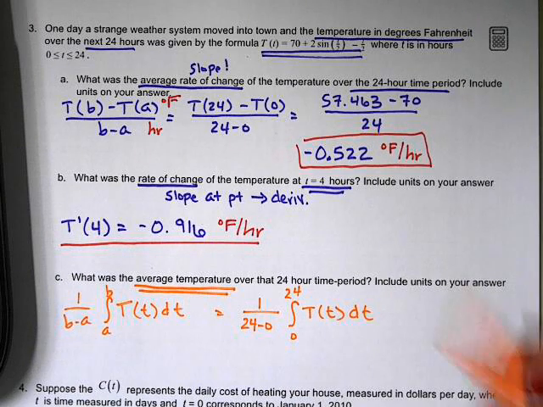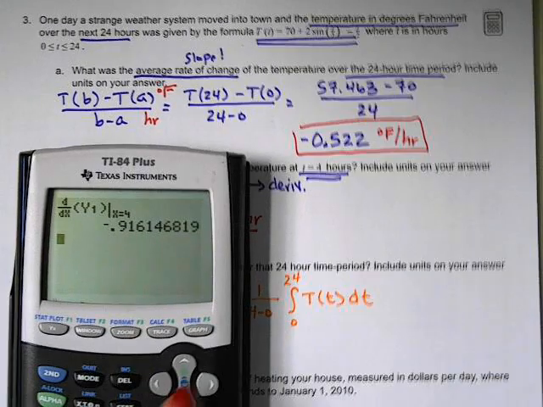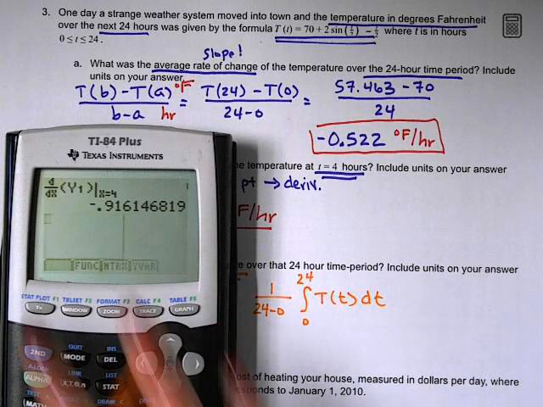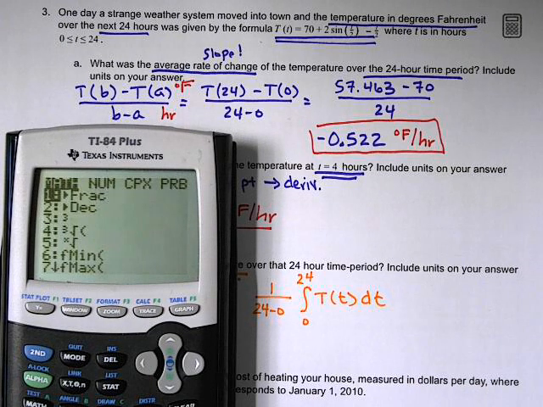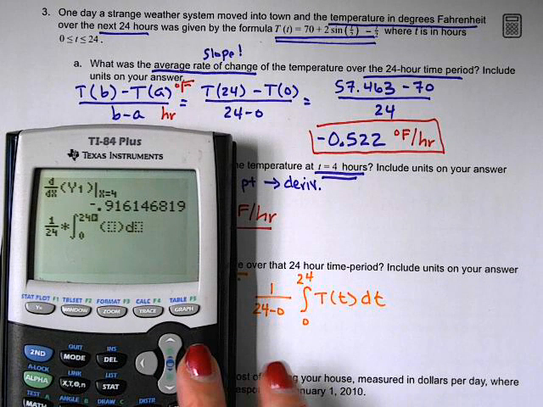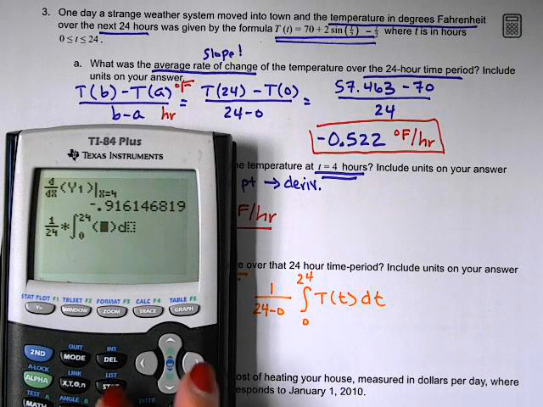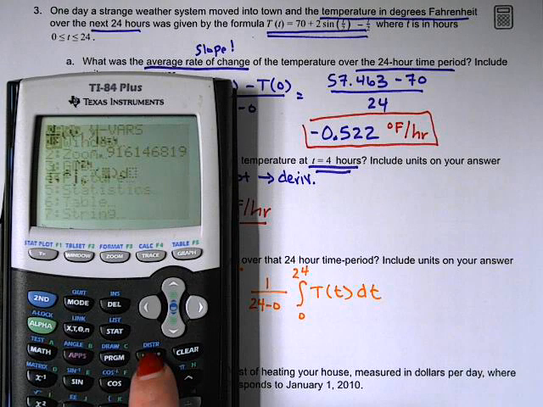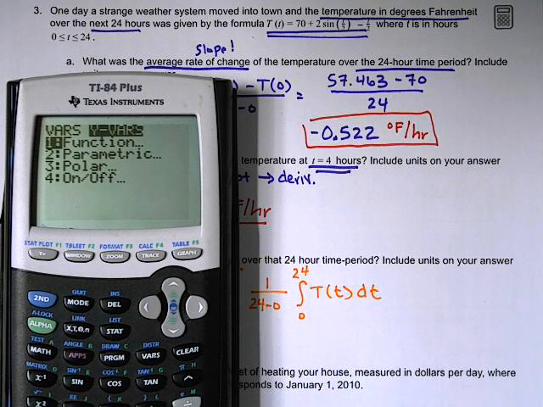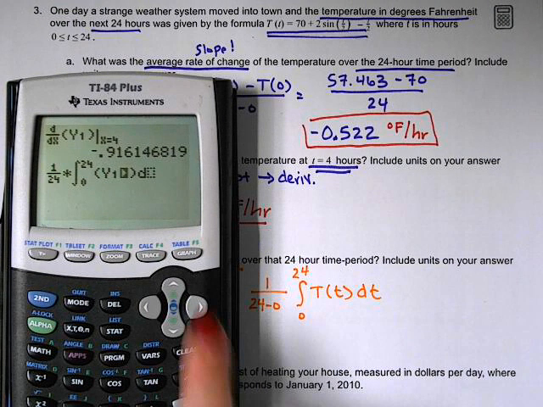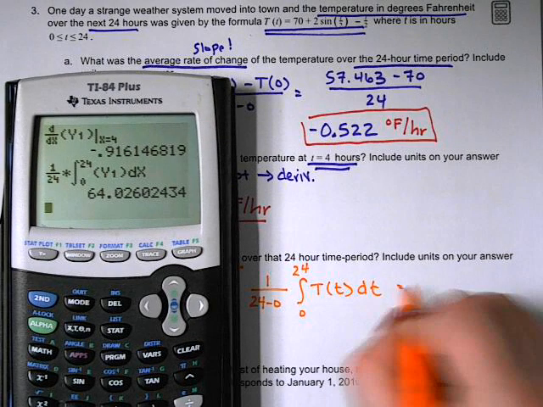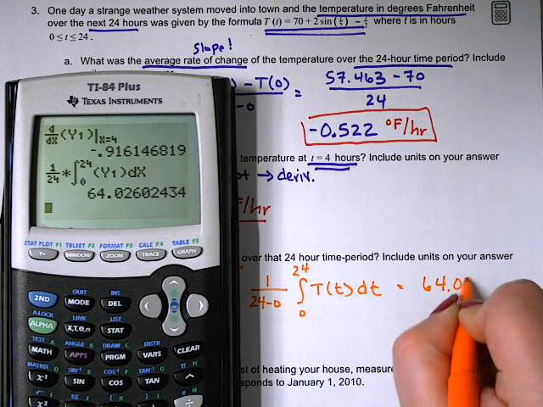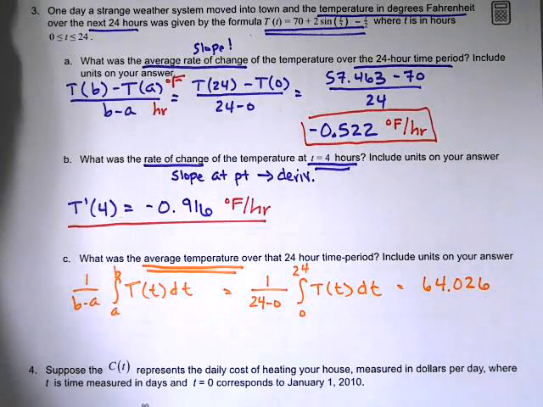Now I don't want to type in this whole function again. That's why we put it into that y variable. So I'm going to do 1 over 24 times the integral, so I'm going to do math 9 from 0 to 24 of, I need to put in that y variable. So again, variables, y variables, function y1. So we're going to find the integral from 0 to 24 with respect to x. We get that this average value then is 64.026.